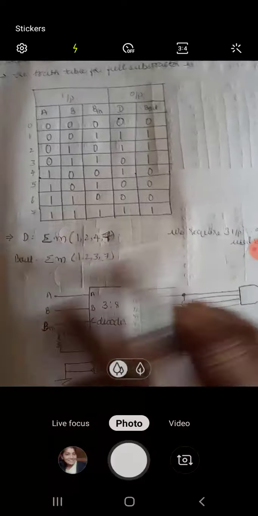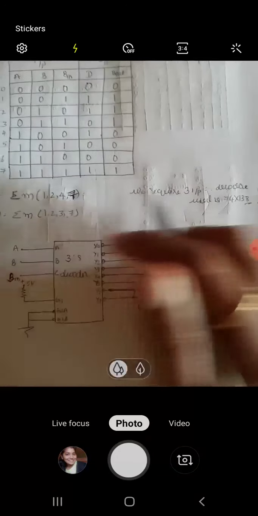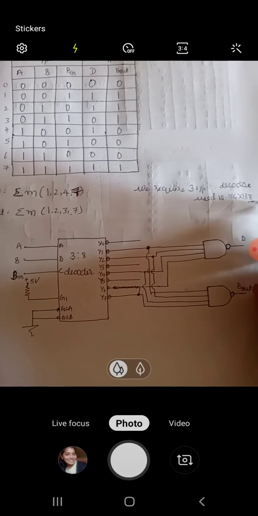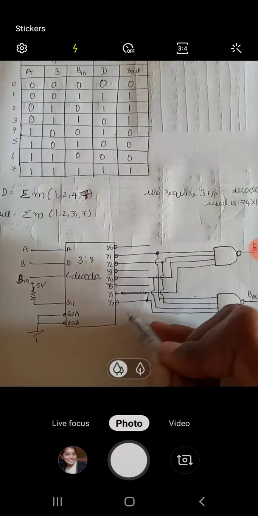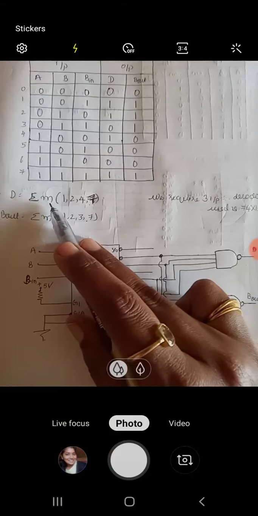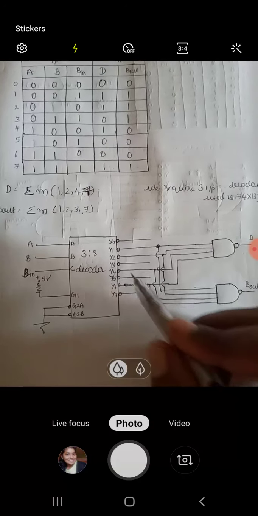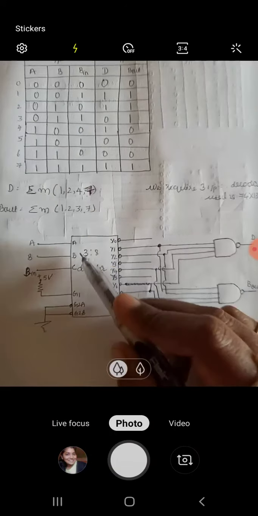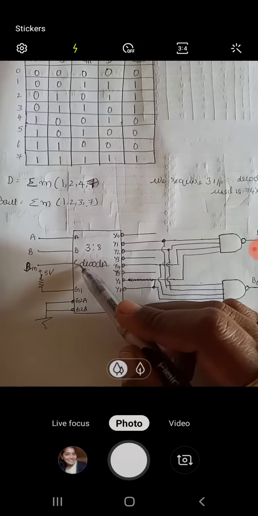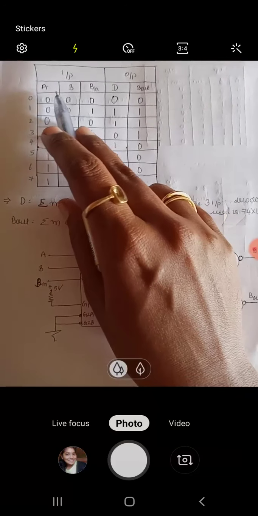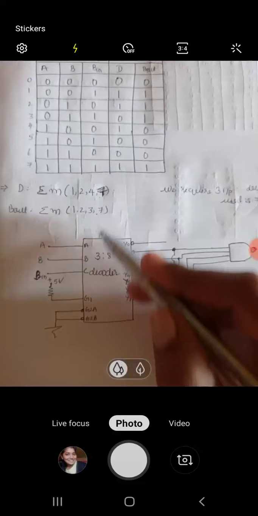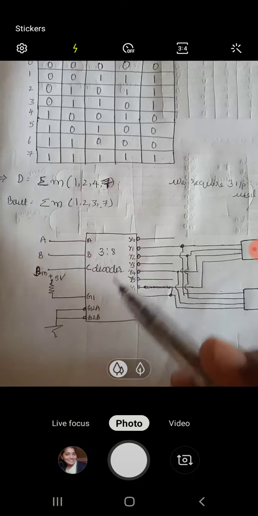Since we have a standard decoder, that is 74138, which is again active low, and these are min terms, active low output means I have to use NAND gates. So again the same thing I have implemented. A, B, C are the inputs, so I have written A, B and B in.